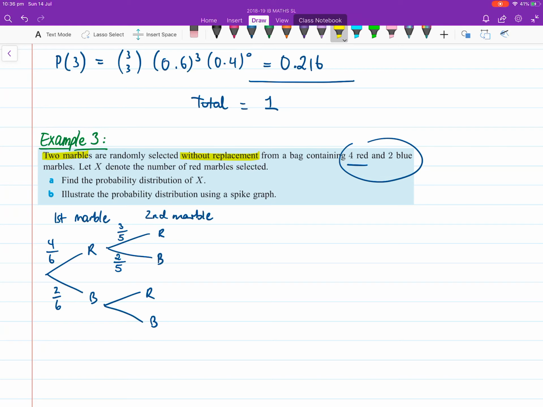Now remember the other little trick I told you guys was the probabilities along a set of branches always needs to add up to 1 whole. So you can see here 3/5 plus 2/5 is 5/5, which is 1. Okay, 1 whole. Does that make sense?